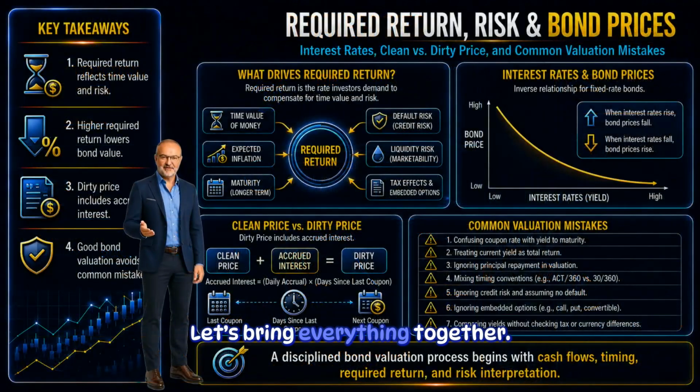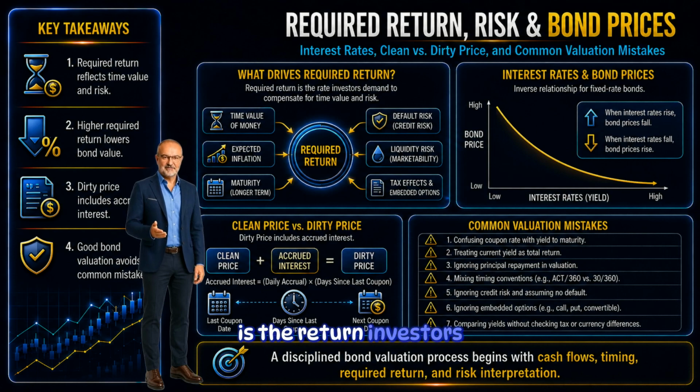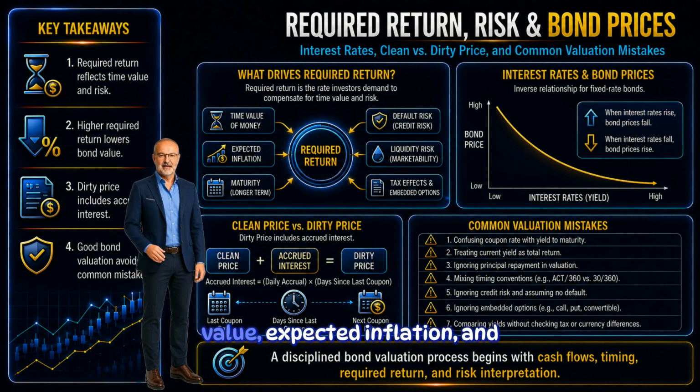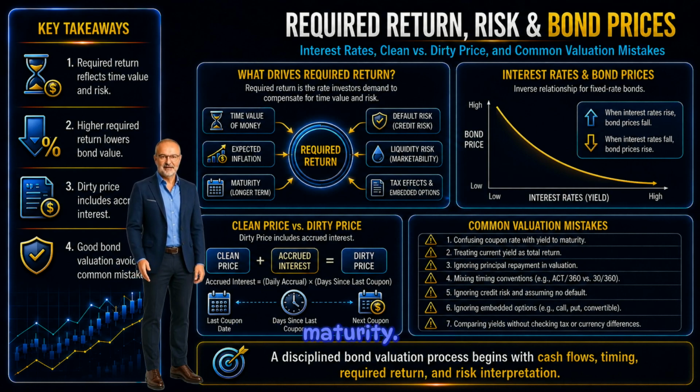Let's bring everything together. A bond's required return is the return investors demand for giving up money today and bearing the risks of the bond. For a default-free nominal bond, this return is closely connected to time value, expected inflation, and maturity. For riskier bonds, investors require additional compensation.